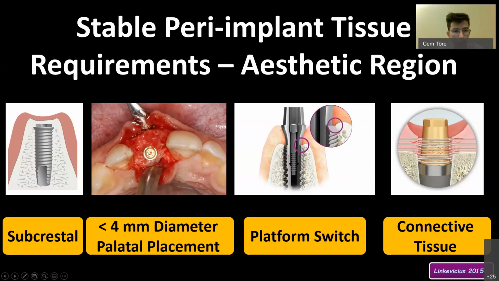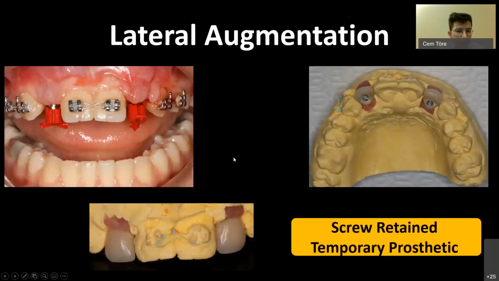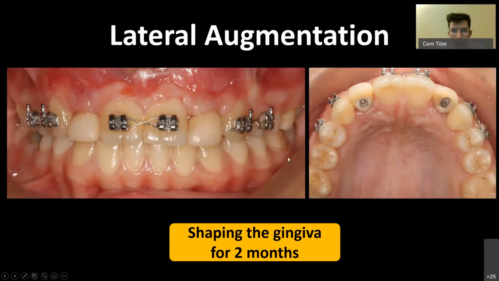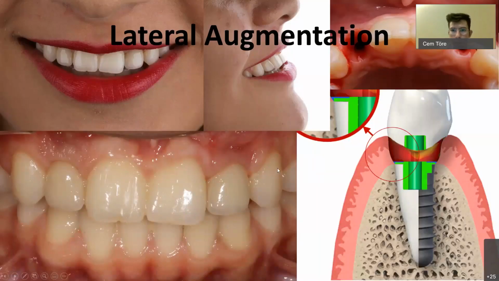We have 2 millimeters of bone or more. We place it palatally, and we do not use, once again, a diameter more than 4 millimeters, 3.3, 3.5, whatever your implant system supports. Platform switching implants, if we have them, can be used in augmented areas to preserve the bone level. And a connective tissue graft, as we talked about, to augment the buccal soft tissue as well. Screw retained temporary prosthesis in place, 2 months of shaping the gingiva, and our final results.